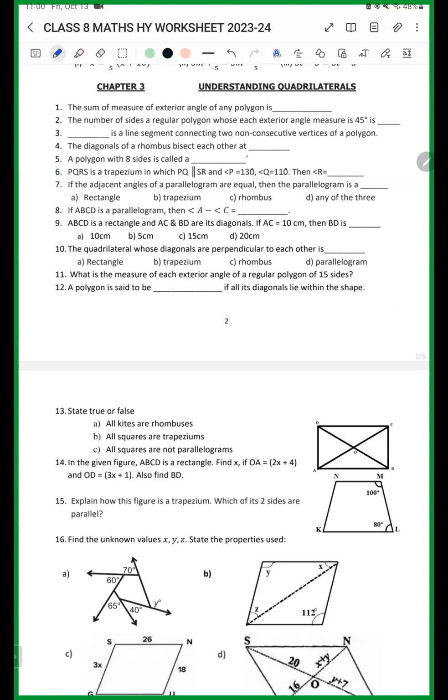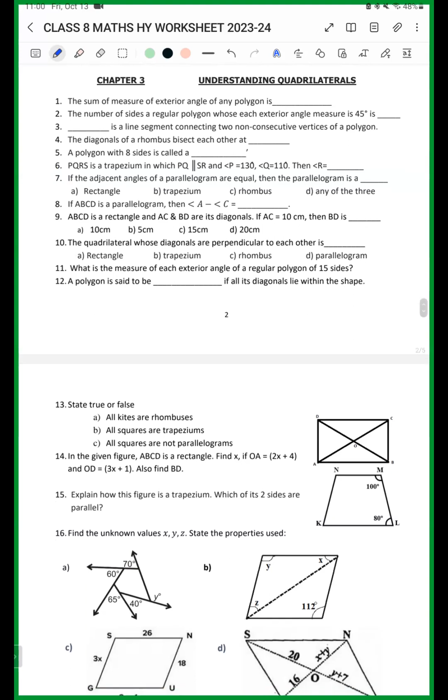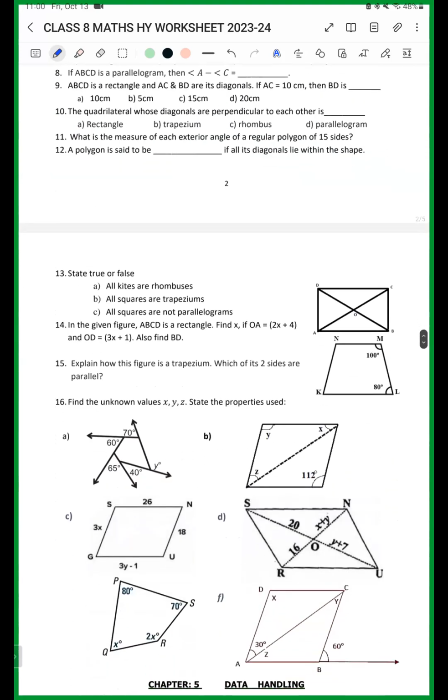So anything else, Hiba? Because the class time is up. But if there's one question more that you want to ask, we can take that. The 14th question.